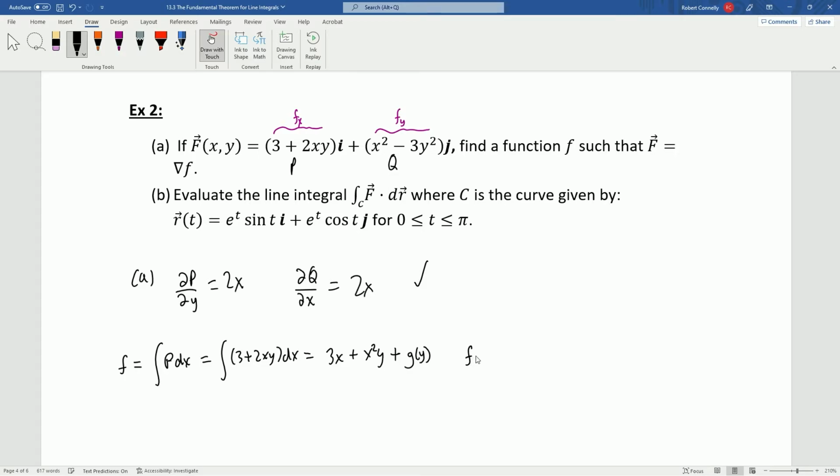Now, likewise, f needs to be equal to the integral of Q with respect to y. And here, since we're integrating with respect to y, our constant of integration actually needs to be a function of x.